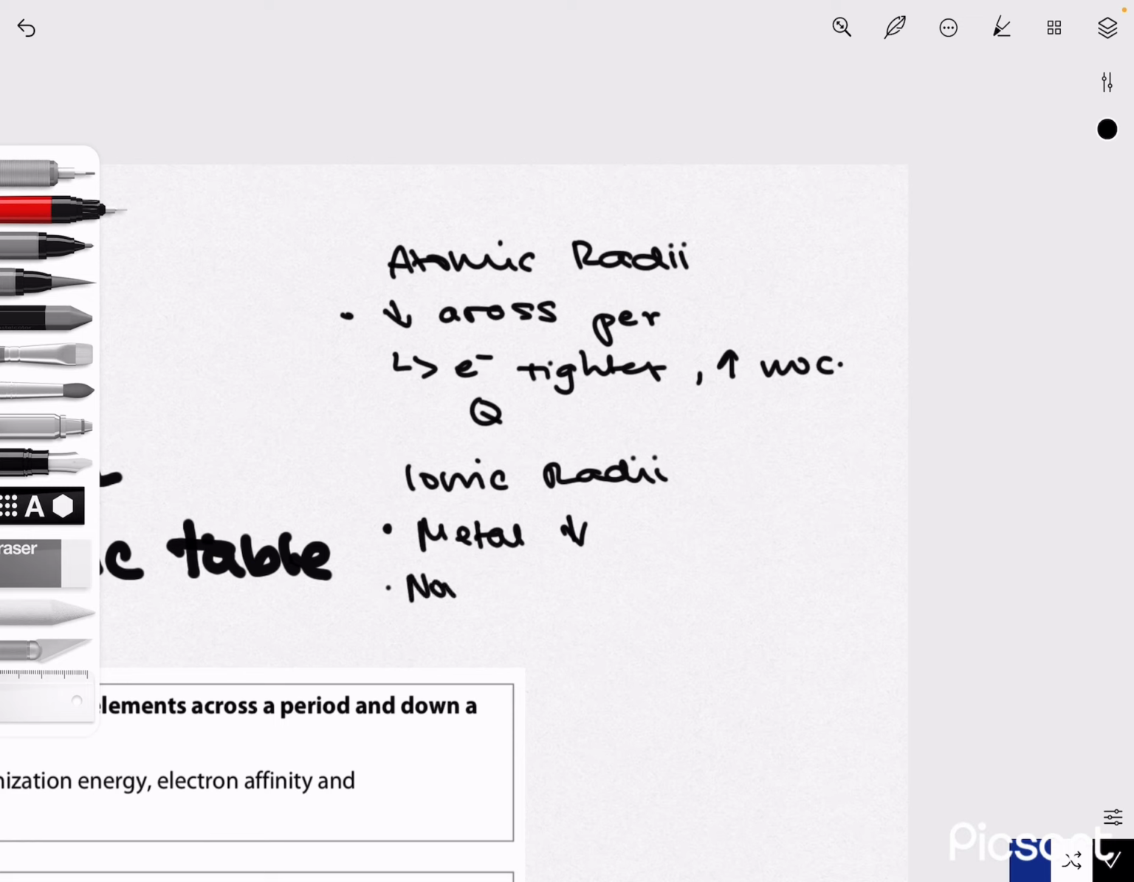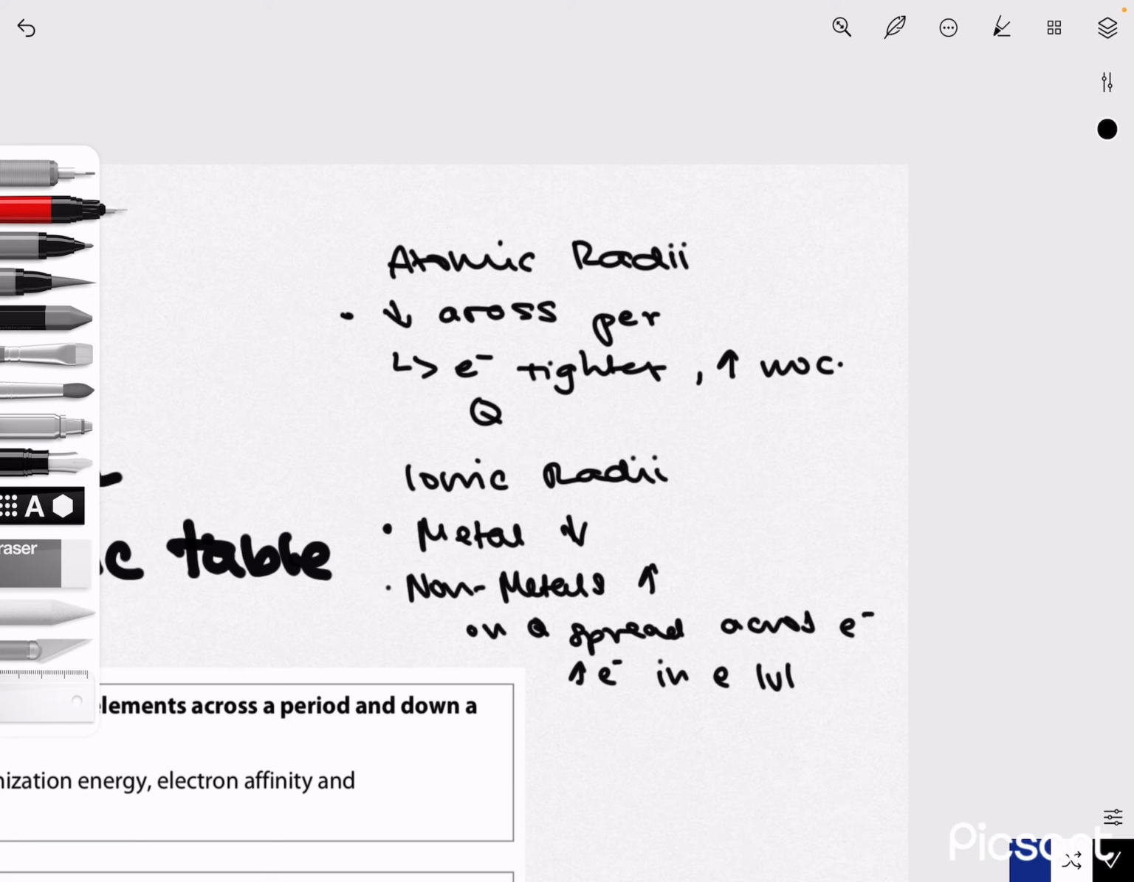For your non-metals, atomic radii increase, and this all has to do with how nuclear charge is spread across electrons, or in the case of non-metals, ionic radii increase as the same charge has to be spread across more electrons, and there are more electrons in an energy level in comparison to your metals.